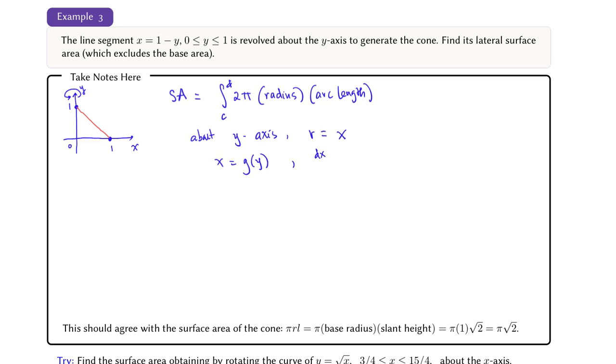The function given is x equals g of y. dx over dy is therefore minus 1, because x equals 1 minus y. dx over dy squared is minus 1 squared, or 1. 1 plus dx over dy squared is 1 plus 1, or 2.